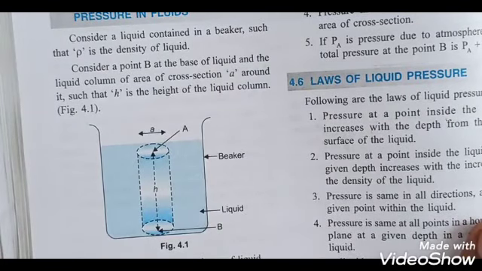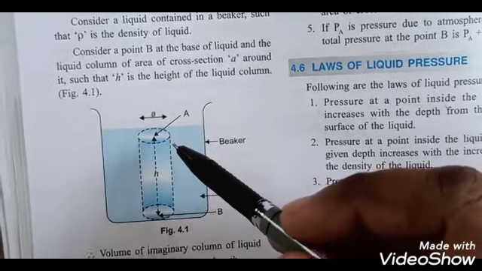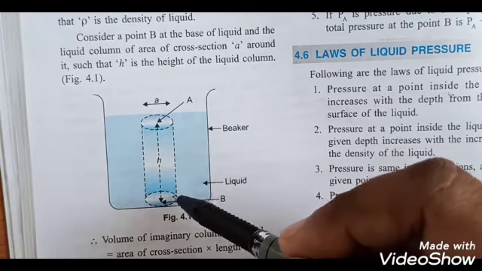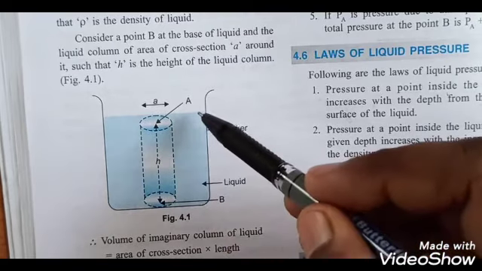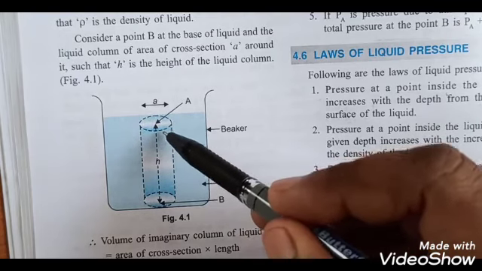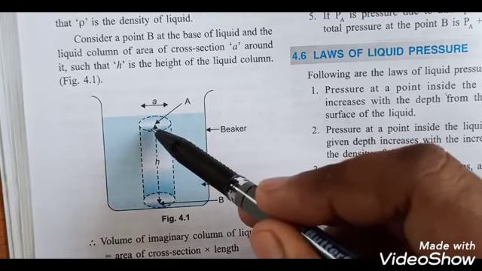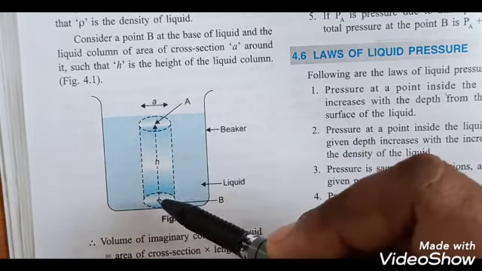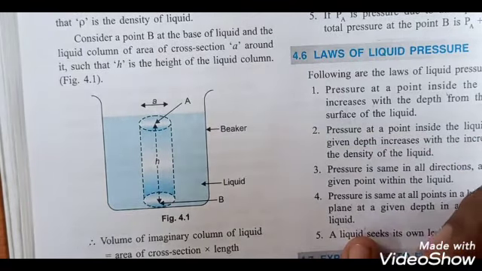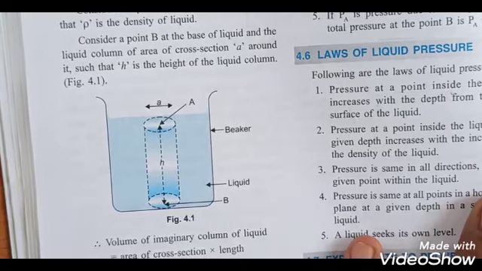And consider this liquid, and in this liquid just assume there is one cylinder which has the same length or depth as that of the liquid in the vessel. Depth is H, and the area of cross section of this imaginary cylinder is A. The area of this circular part is the same throughout. And rho is the density of the liquid. This is the situation which we can use to derive pressure.